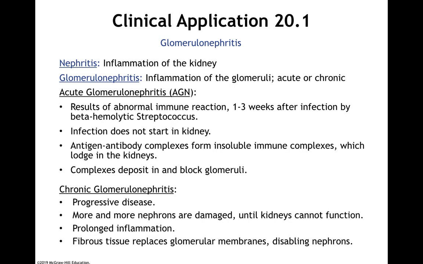So nephritis is an inflammation of the kidney. Glomerular nephritis is an inflammation within the glomeruli. That can be an acute or a chronic condition. Acute glomerular nephritis is usually the result of an abnormal immune reaction.